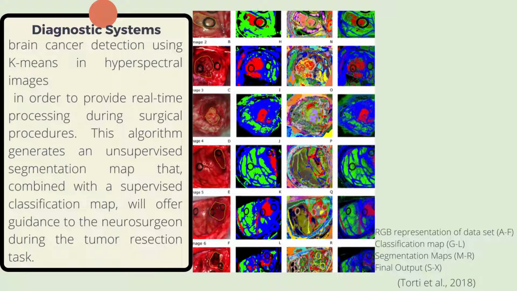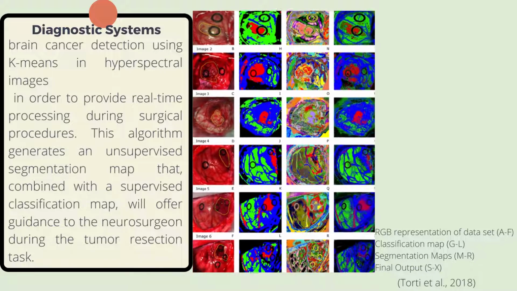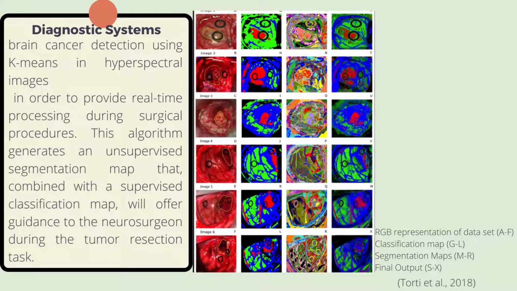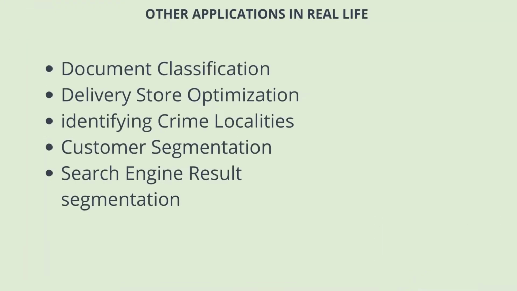K-means is also used to detect brain cancer with real-time processing during surgical procedures. Here are some other applications of K-means.